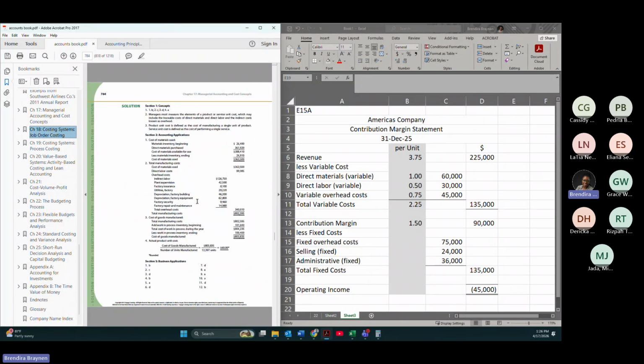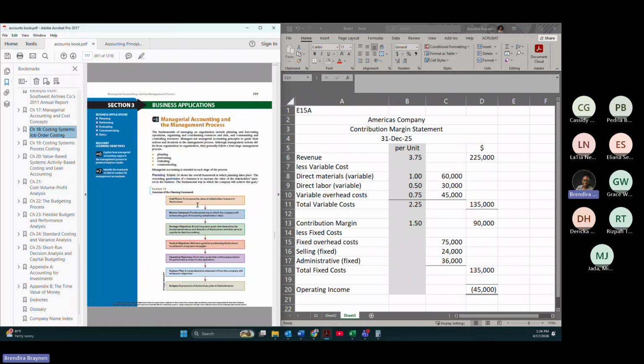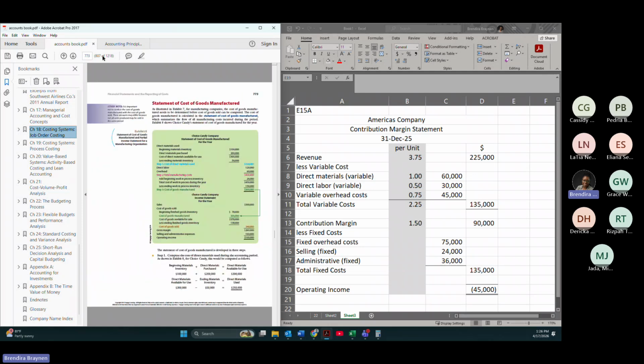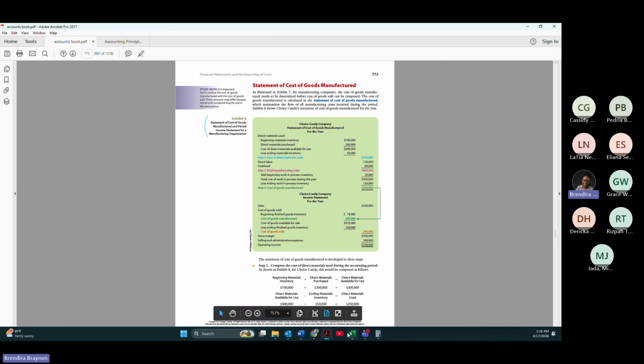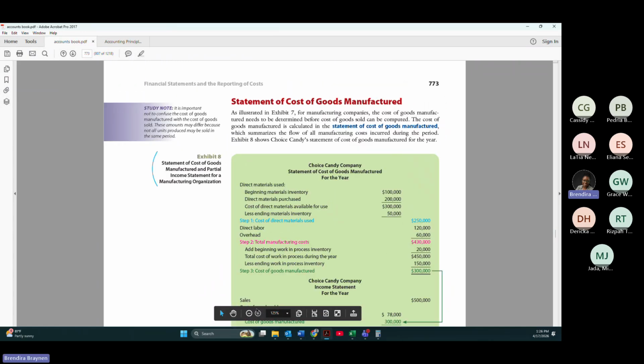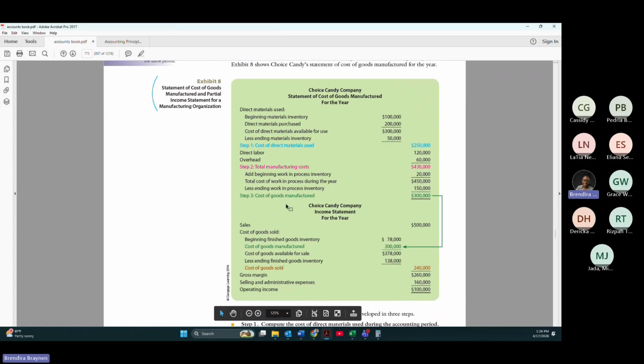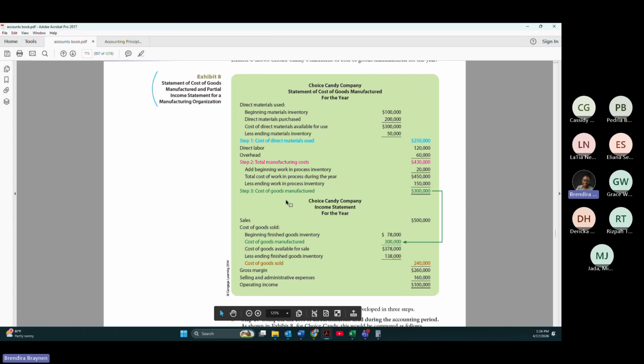The cost of goods manufactured statement. I'll just show y'all what it looks like, because it's just a matter of putting it in a proper order. This is a reminder of what it looks like. Cost of goods manufactured statement, sorry. Be reminded that you have to know the formulas and you have to know what goes into it.